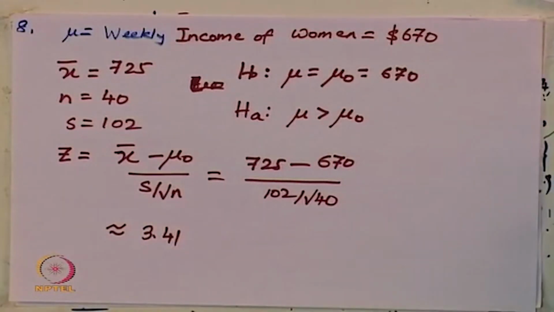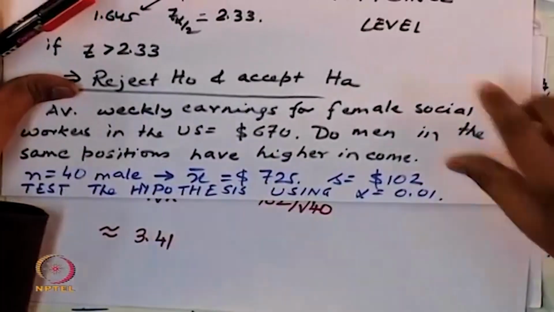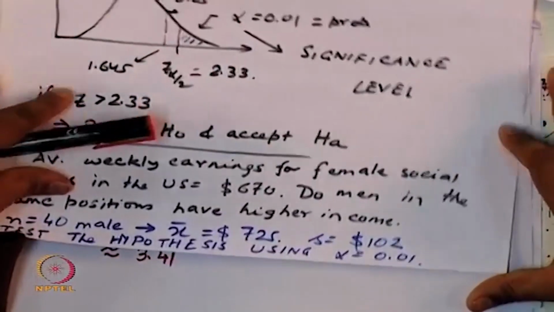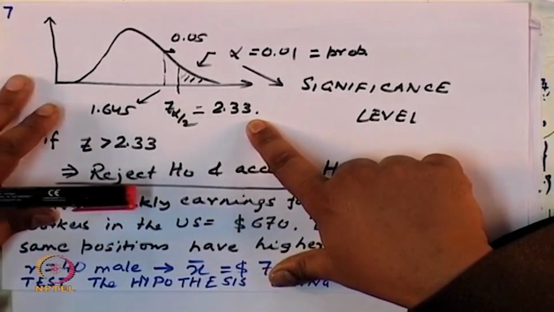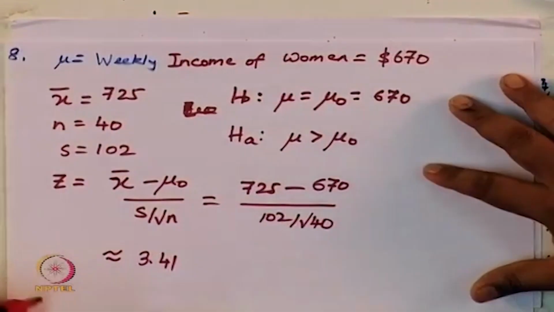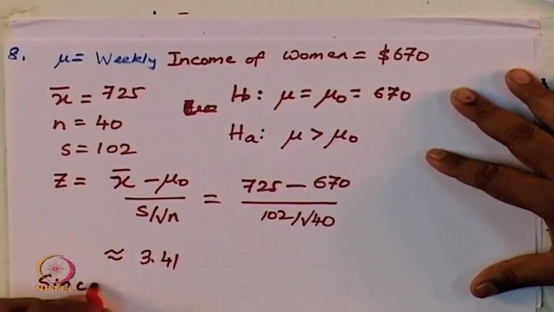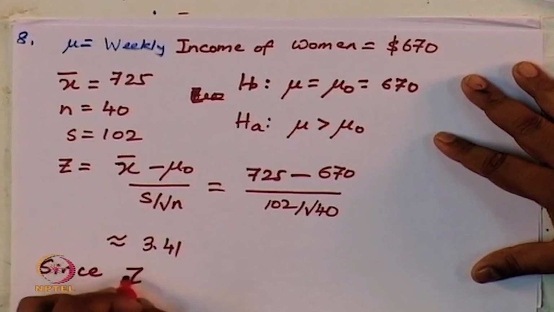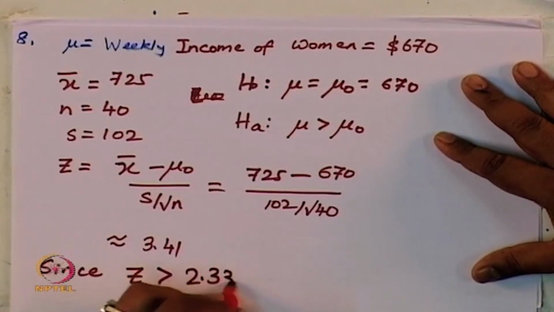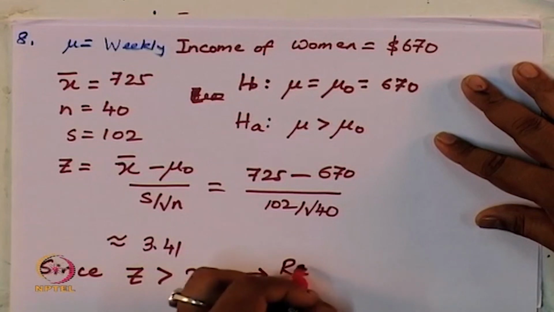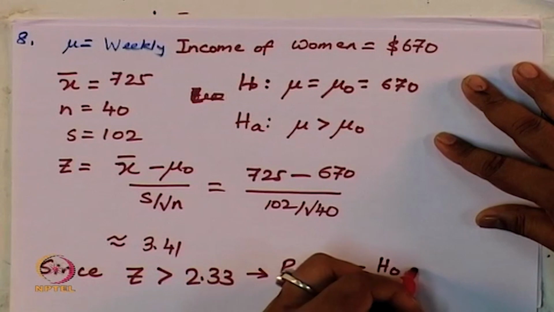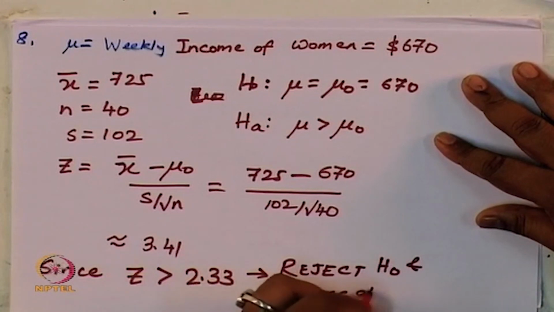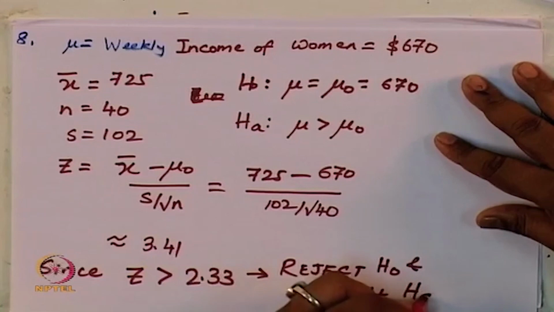Now, for a significance level of alpha equal to 0.01, I have Z alpha by 2 equal to 2.33. Since Z is greater than 2.33, I can reject H naught and accept HA.